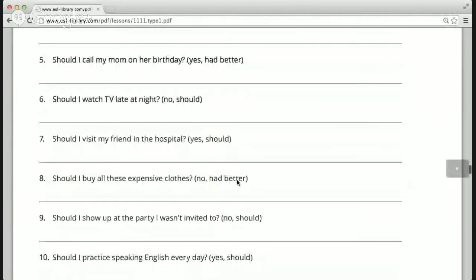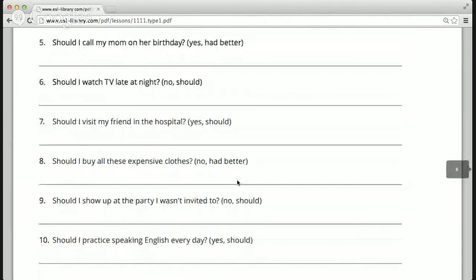Okay, let's do one more round. Salvatore, number 6, please. Should I watch TV late at night? No, you shouldn't watch TV late at night. All right, all right. I do that every night after my class. I have to relax my brain, and I watch a little bit of TV. All right. Okay, good, good.